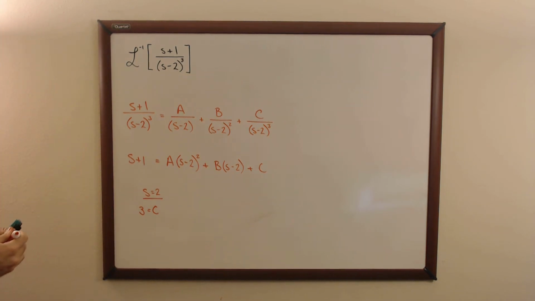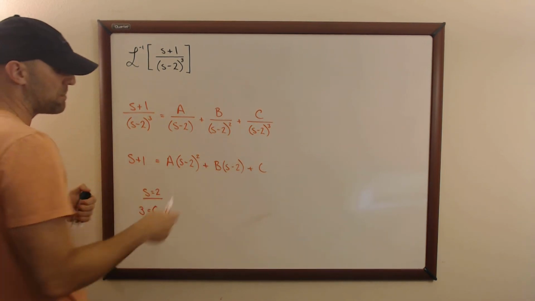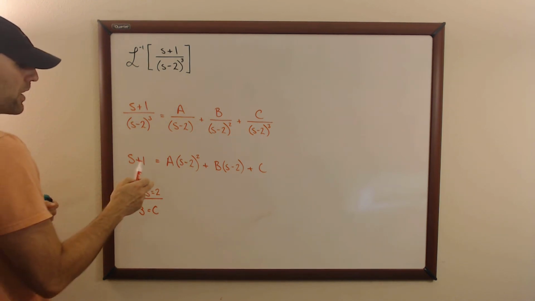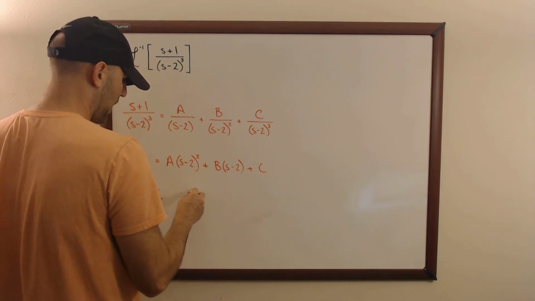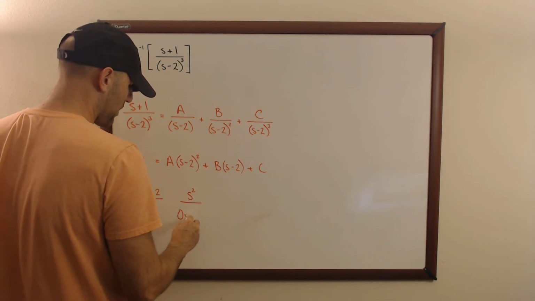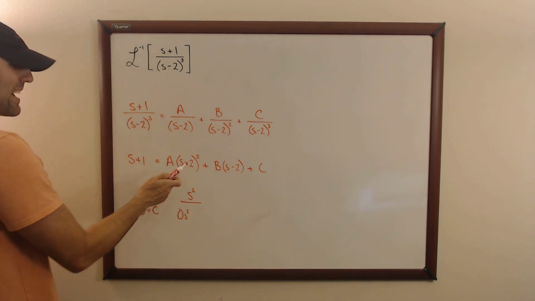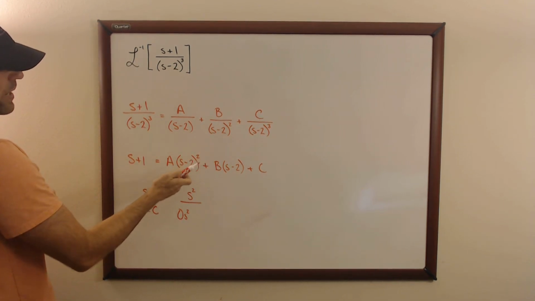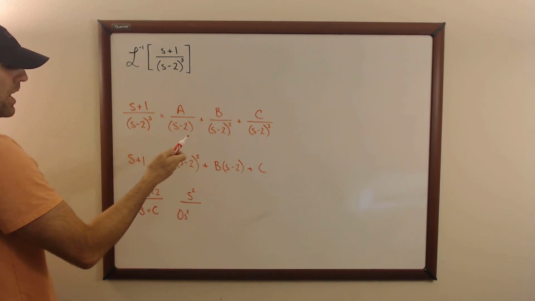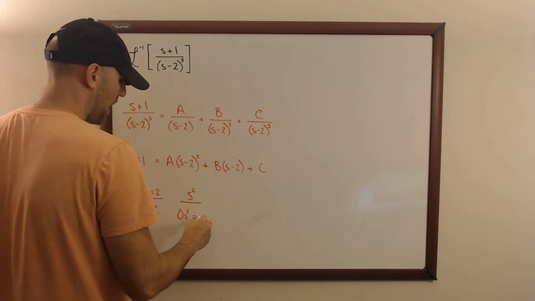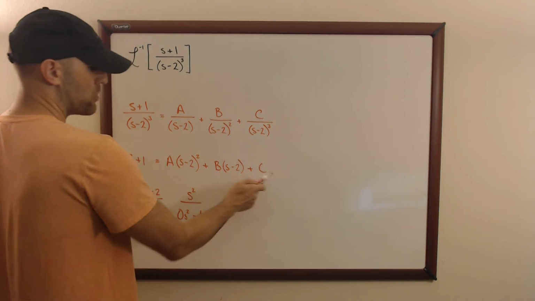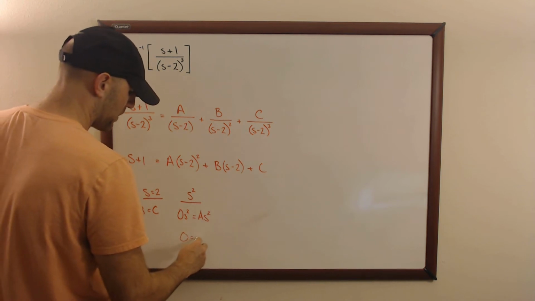At that point in time, I need to start looking for some other types of terms. Why don't we go ahead and look at the quadratic terms, there's only one, so that should be pretty easy. So s squared. On the left-hand side, I've got 0 s squared. And on the right-hand side, if I were to expand s minus 2 squared, I would get s squared minus 4s plus 4. But more importantly, I would get a times s squared. No other terms contribute to any s squared terms, so I get 0 is equal to a.